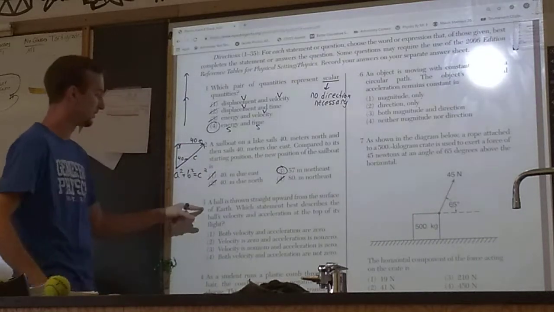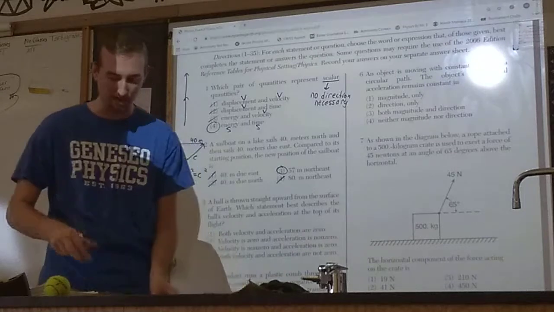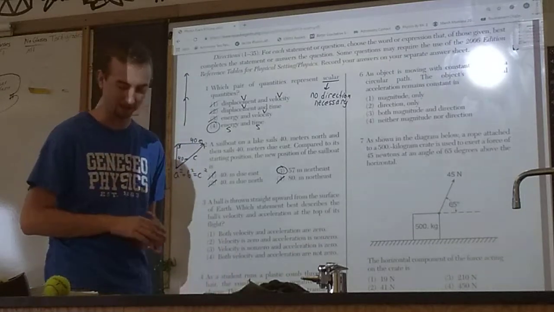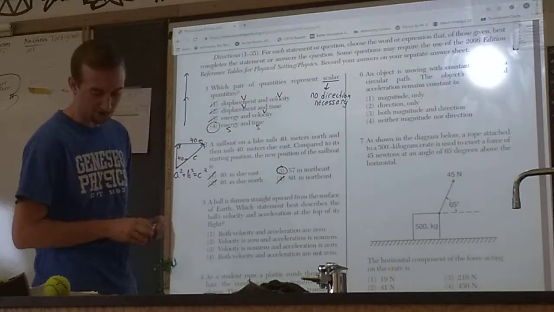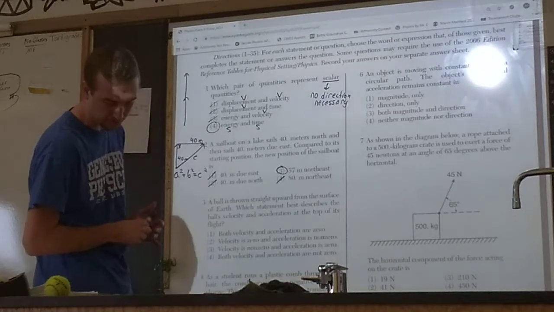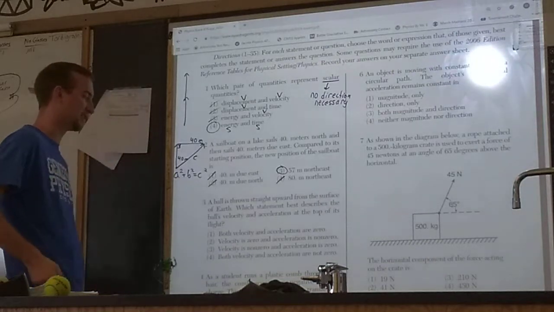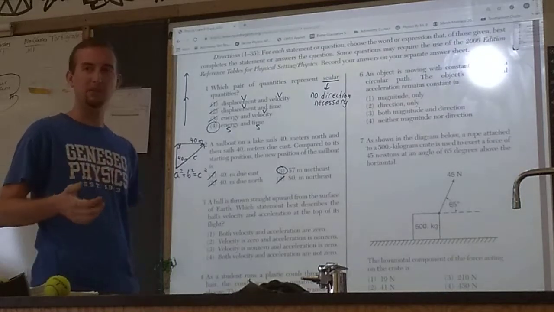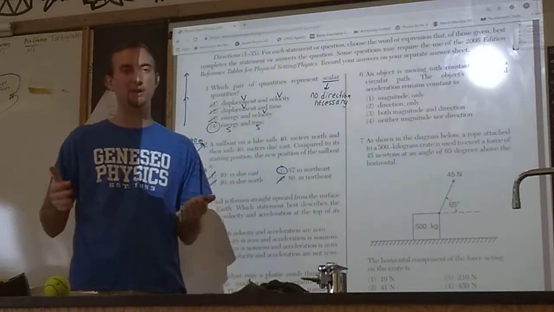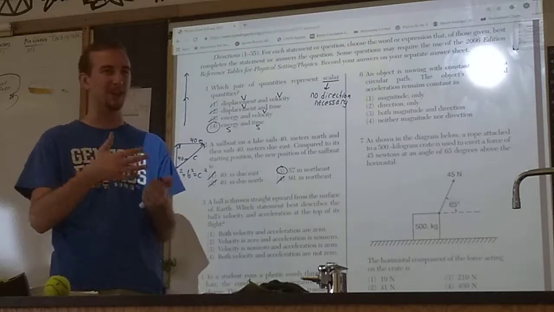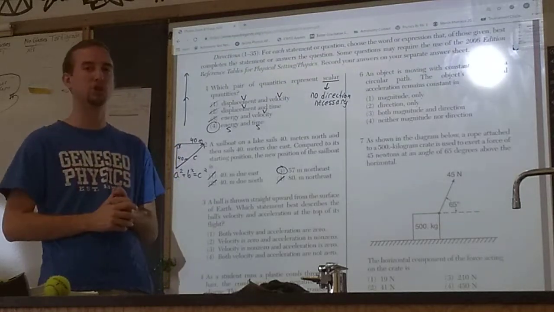Okay, number 3, getting into a little more kinematics, a little more physics, as you guys would probably want. A ball is thrown straight upward from the surface of Earth. Which statement best describes the ball's velocity and acceleration at the top of its flight? This is another one that is halfway between a memorization question and one that, at this point in the year, should just make sense.